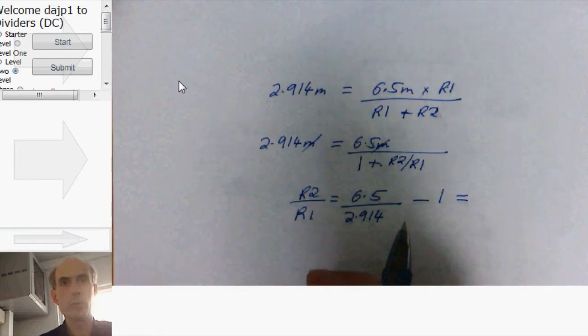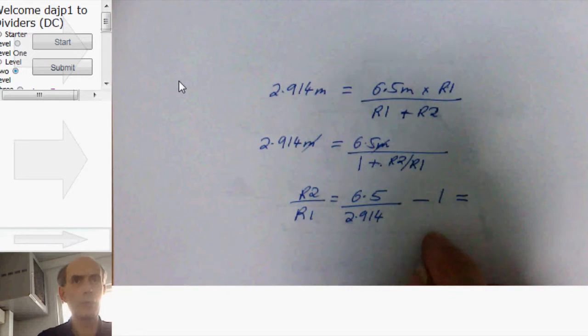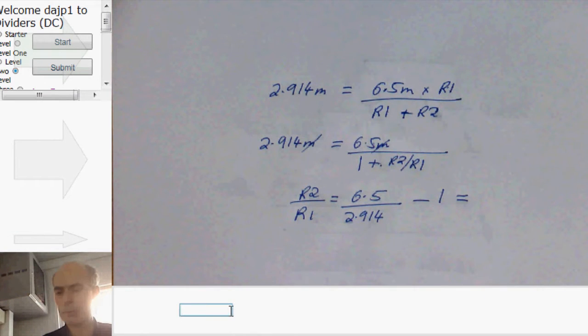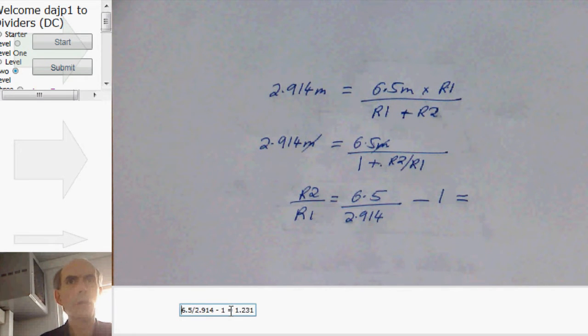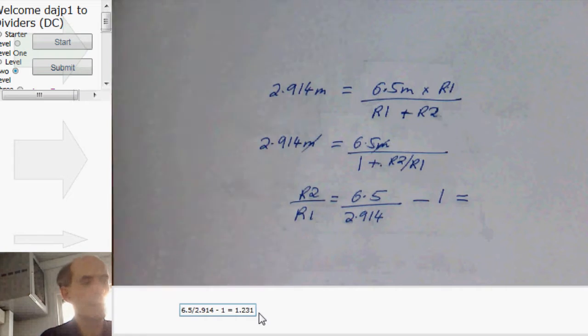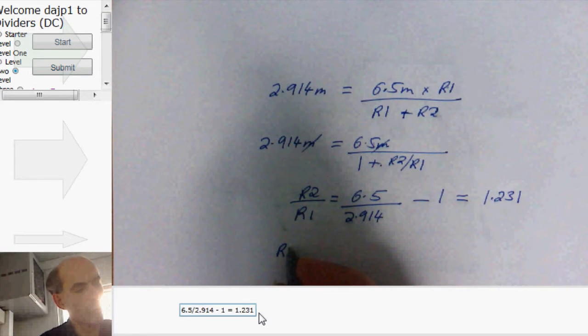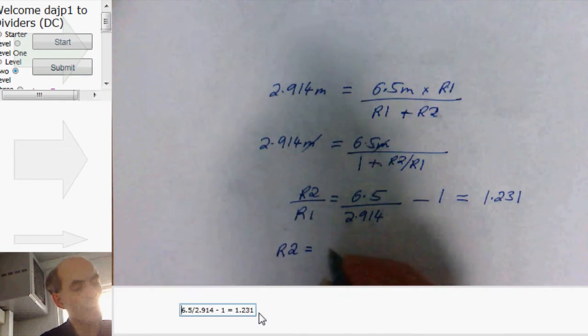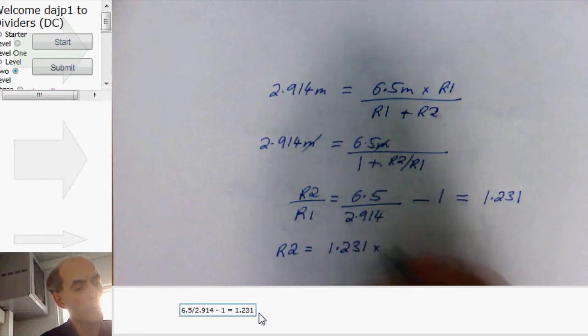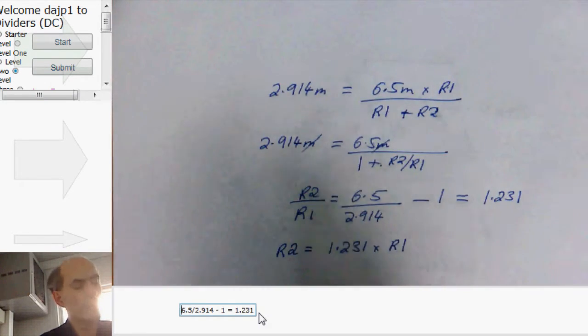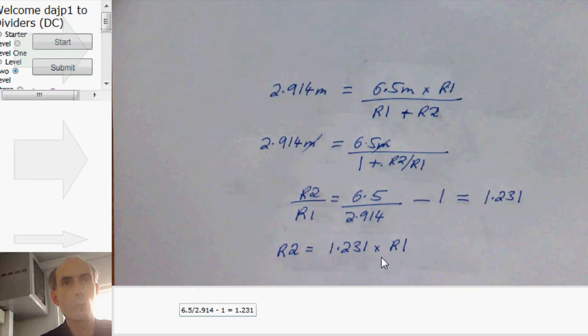And I can work that out with my local friendly calculator, and that would give 6.5 divided by 2.914 minus 1 is 1.231. Okay, 1.231. So that's the ratio of the two resistors. I know that R2 equals 1.231 times R1. And what I'd need to do now is find two E24 values which, when divided by each other, give me that number in that ratio.